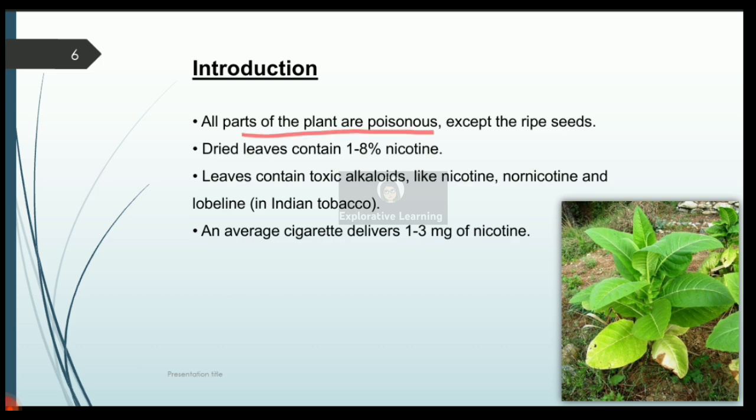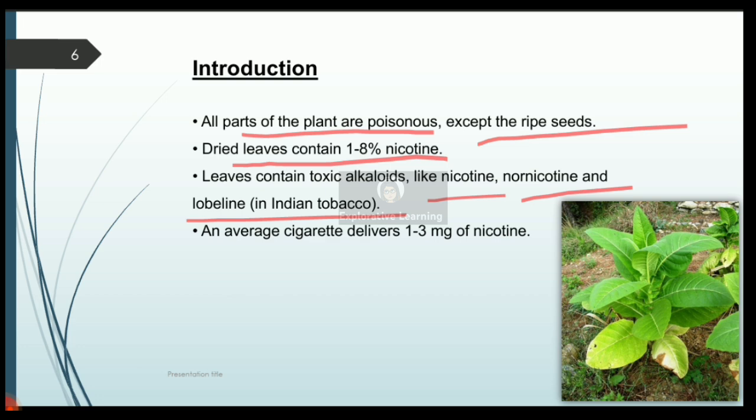Now, you must know that all portions of this plant are poisonous. However, ripe seeds of this plant are not so poisonous, meaning there is an exception to it. Dried leaves contain 1 to 8% of nicotine. Leaves contain numerous alkaloids. Some of them are nicotine, nornicotine, and lobeline.